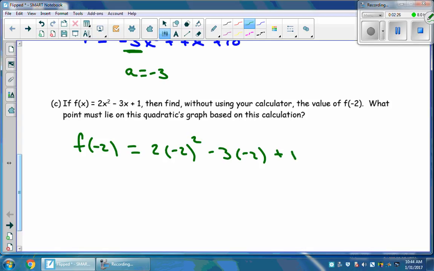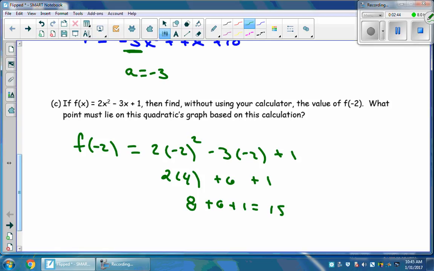Now, what I'm going to do is just carefully do the arithmetic for this. If I take negative 2 and I square it, I get 4. So that's 2 times 4. If I take negative 3 and negative 2, multiply them together, I get a positive 6, and then I have a plus 1. 2 times 4 is 8. 8 plus 6 plus 1 gives me 15.